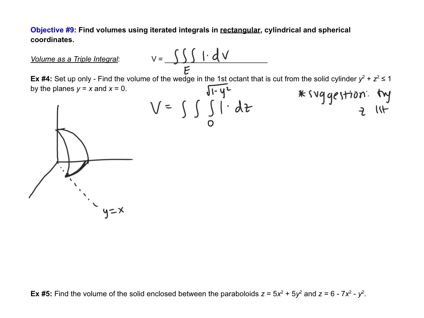So then to figure out our limits of integration for x and y, we have to look at our projection, which is this part right here. So that is our region D. So if I were to look at a 2D picture of that, it looks like this.